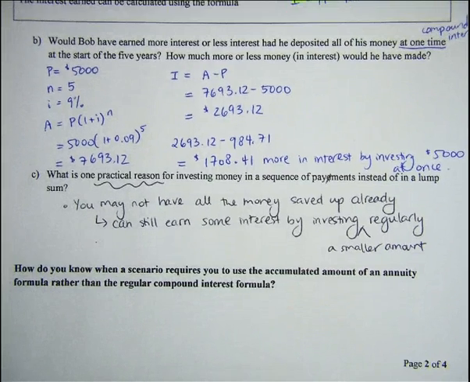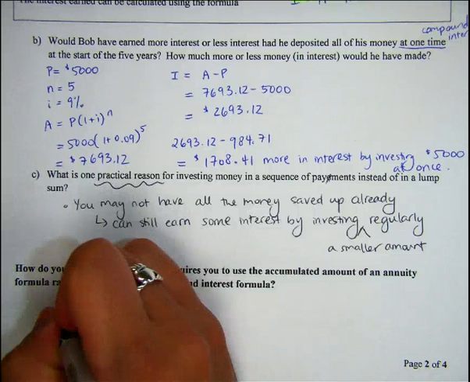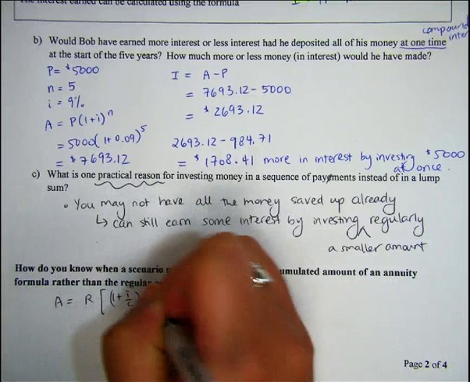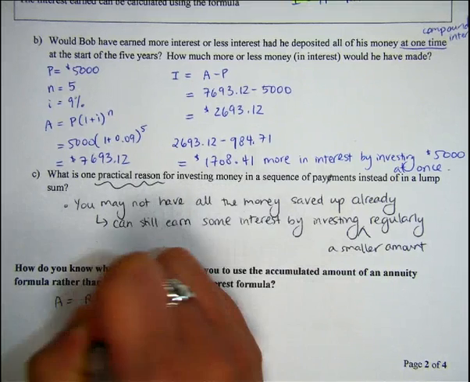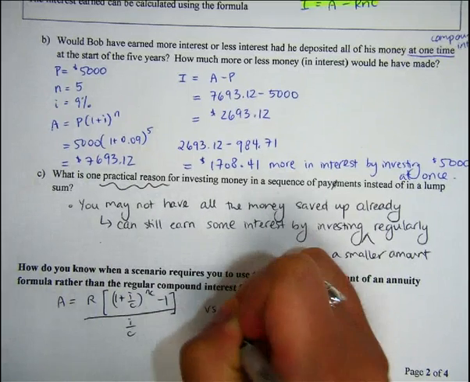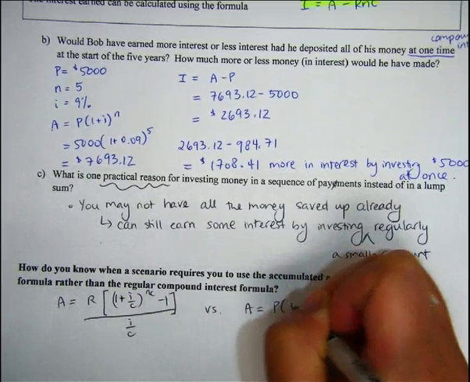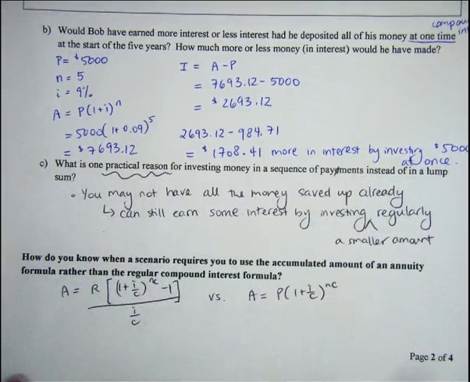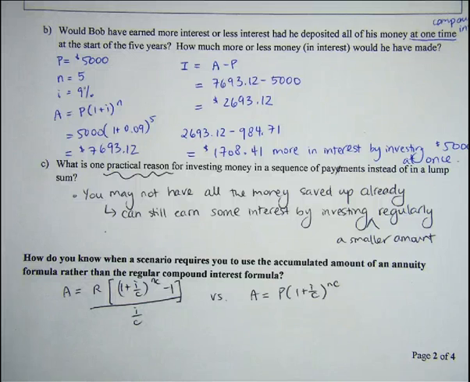Last question on this page. How do you know when a scenario requires you to use the accumulated amount of an annuity formula rather than the regular compound interest formula? So how do you know when you're supposed to use this lovely, slightly complicated looking formula versus the regular compound interest formula?